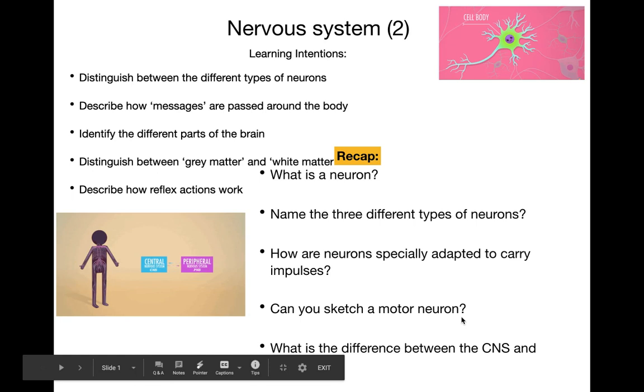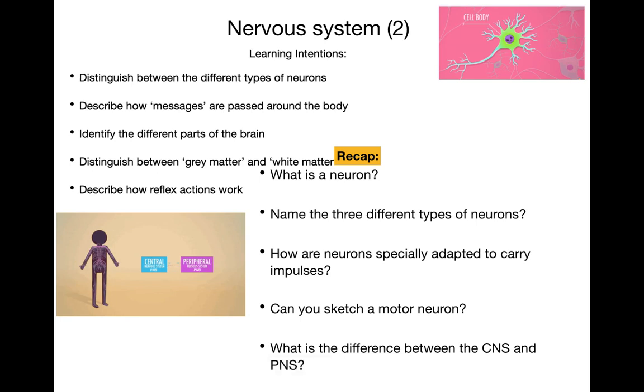So when you drew out your motor neuron, you should find that the cell body is on the left of the diagram. And out of that cell body, you've got dendrons and you've got dendrites. Okay. The next thing then is, what's the difference between the central nervous system and the peripheral nervous system? So the central nervous system includes the brain and the spinal cord, whereas the peripheral nervous system includes all the other neurons that branch out of the central nervous system.